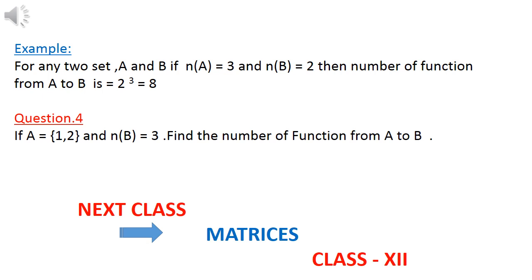This is a question for you. If the elements of A are 1 and 2, and the number of elements in B is 3, find the number of functions from A to B. What is the answer? Here the number of elements in B is 3, the number of elements in A is 2. So the answer is 3 to the power 2, which is equal to 9.